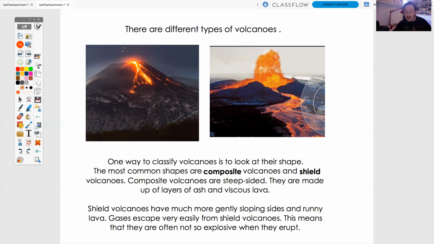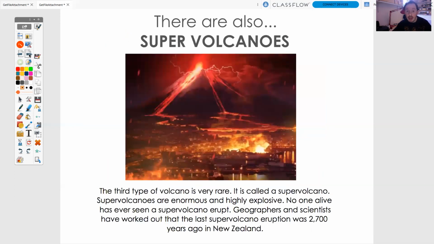Shield volcanoes have gentle sliding slopes and runny lava. Okay, gases escape very easily from shield volcanoes, and this means that pressure doesn't build up as much, and they're not often as explosive as a composite volcano. All right, so that's composite, steep-sided, shields, a bit more gently sloping. And then the other one I want to show you, super volcanoes. Not a superhero who's also a volcano, but a super volcano, because it's enormous.